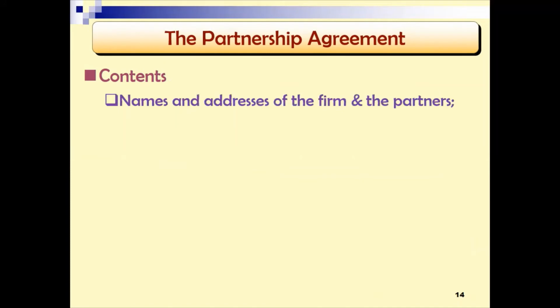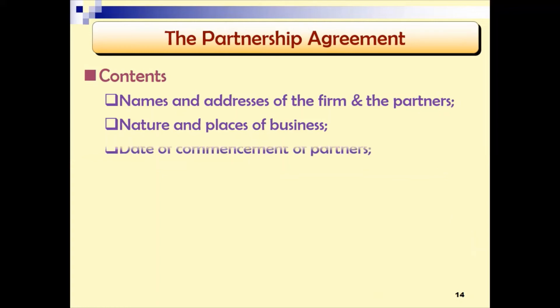Contents of a partnership agreement include the following: the names and addresses of the firm and the partners. So all the partners in a partnership business, their names must be indicated, and also their addresses. The nature and places of business. The nature of the business must be described in the partnership agreement, and the places of business, the various premises where such business is taking place. Date of commencement of the partnership must also be stated.